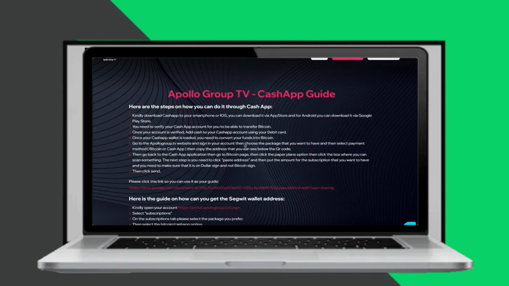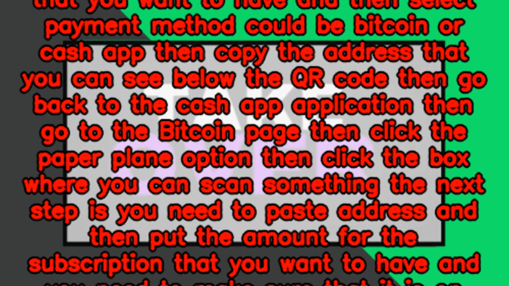Once your cash is loaded, you need to convert your funds into Bitcoin. Go to the Apollo Group TV website and sign in to your account. Then choose the package that you want to have and then select a payment method, which could be Bitcoin or Cash App. Then copy the address that you can see below the QR code.